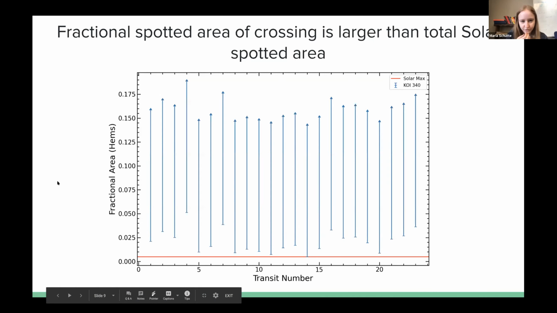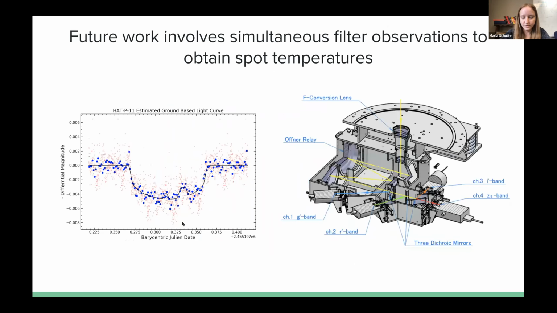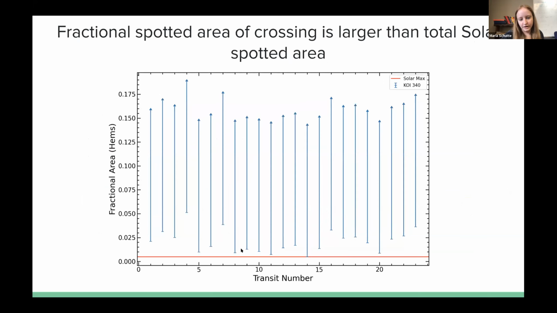If you're not fully convinced by just looking at the radii of the spot groups, we can also get the fractional spotted area of the ribbon where the secondary crosses. Basically, it's the area in that ribbon that is covered by spots. And if we assume that no other spots occur on the entire front hemisphere of the star, we get this lower limit shown here.